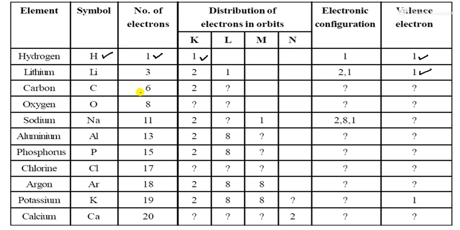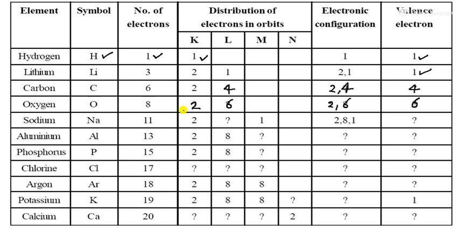Now carbon has 6 electrons. 6 is divided as 2 and 4, so where the question mark is, you write 2 4. It is carbon, so the valence electron is 4. Now what about oxygen? Oxygen is 8. So in the first orbit it is 2, and in the second orbit it is 6. Now the electronic configuration is 2 6, and the number of electrons in the outermost shell is 6.